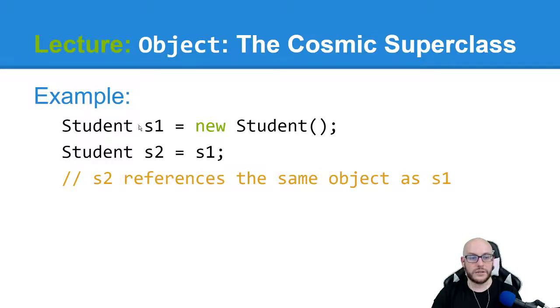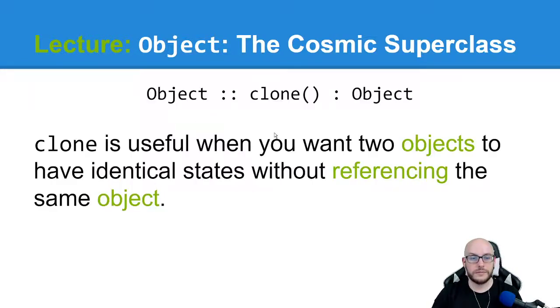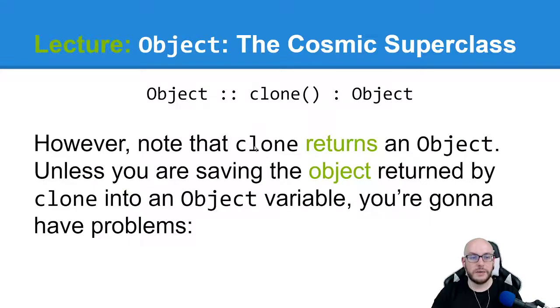If I create a student and say it's a new Student, and then I say s2 is going to be equal to s1, they're going to have the same state because it's literally the same object. The scenario I have is two variables going to one object, right? The variable s1 is going to point to this object. The variable s2 is also going to point to this object. Clone is useful when you want two objects to have identical states without referencing the same object.